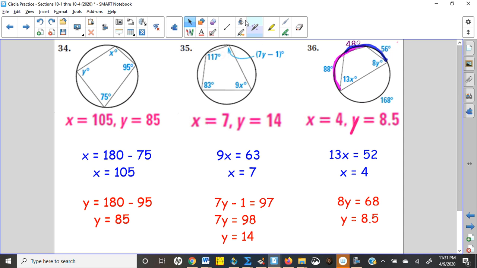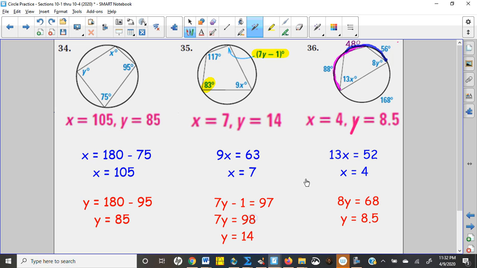35, same situation. This time we're using more variable expressions, so you probably do want to set it up. You do want to say that 83 plus 7y minus 1 is equal to 180. Or I guess you could subtract that 83 from 180 and directly get that 7y minus 1 has to be equal to 97. And it looks like that's what we did down here.